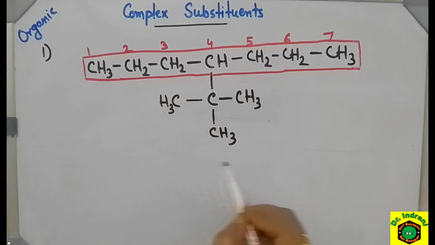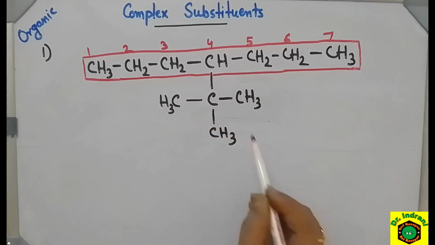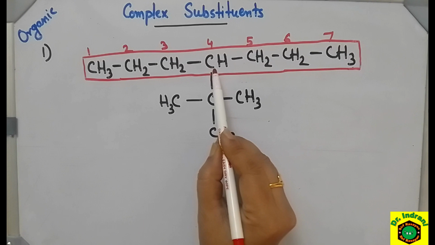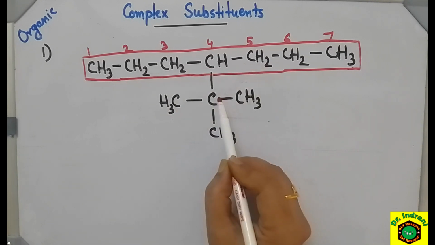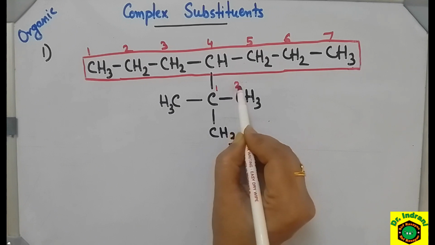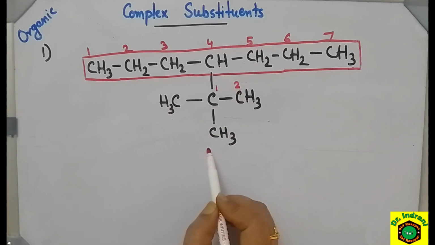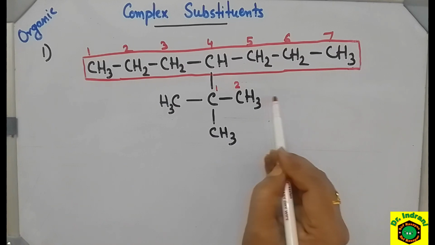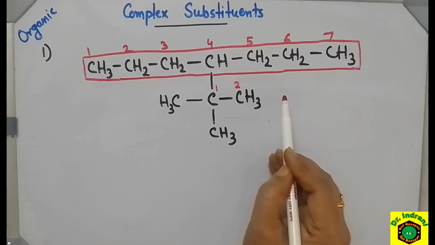Now how to do the numbering of the substituent? See, the carbon atom of the substituent which is attached with the carbon atom of the parent chain, that carbon you have to give number 1. Next carbon will be 2. And these two are branching obviously because you cannot give here 3. If any carbon is present with this carbon here, you can give 3.